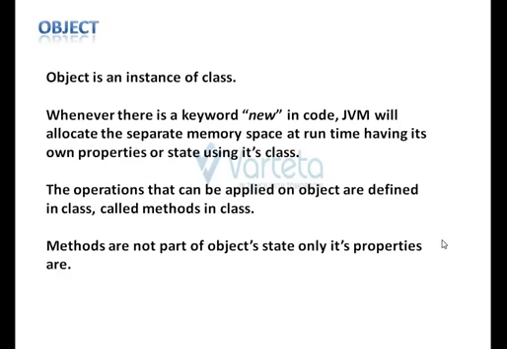What is an object? An object is an instance of the class. Whenever there is the keyword new in code, the JVM will allocate a separate memory space at runtime in heap memory to define the object. The operations that can be applied on an object, defined in the class, are called methods. Methods are not part of the object state, but only the properties of objects are part of the object's state.